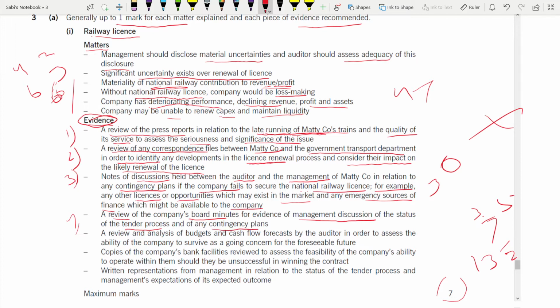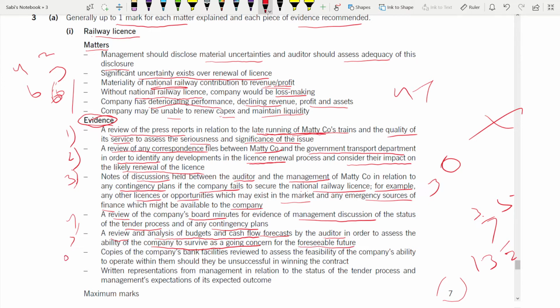Number 5. A review and analysis of the budget and cash flow forecast. This is another area of evidence that you can use for many companies: their budgets and their cash flow forecast. By whom? By the auditor. In order to assess the ability of the company to survive as a going concern, you need to look for this and to see whether they can continue for the foreseeable future or not.